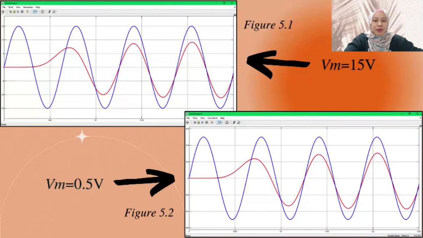Hi and Assalamualaikum. So I will be explaining part D. For the first part, based on the initial setting in part B, there are two different amplitudes that need to be used in two different scenarios. For amplitude Vm equal to 15 volt, the result of the waveform is as shown in figure 5.1, and for amplitude Vm equal to 0.5 volt, the result is as in figure 5.2. The waveform shows that the amplitude of the resultant recovered modulating signal is not the same as the analog modulating signal for part B and part D.